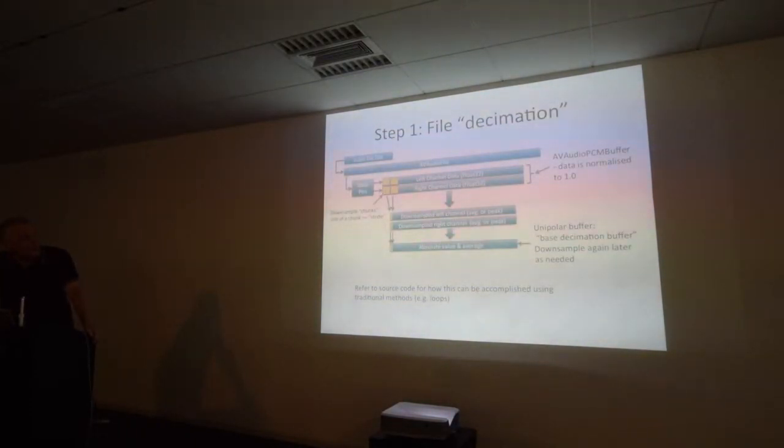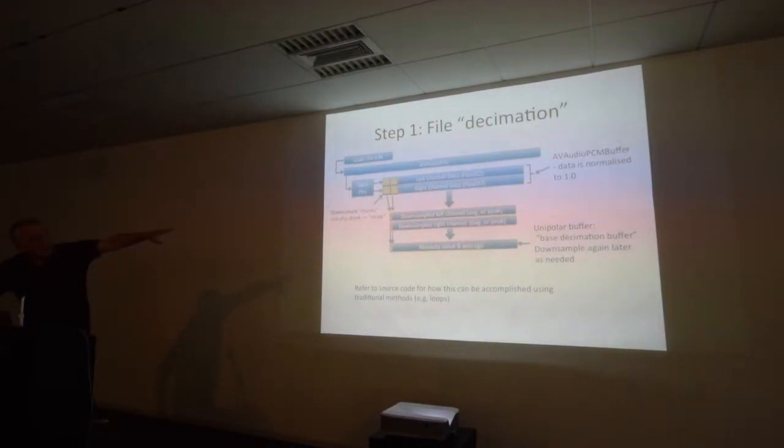Decimation itself looks like this. At the top, we start off with a URL pointing to a file. We open that up as an AV audio file. We load it into an AV audio PCM buffer. We read it into that buffer. And in that buffer, we've got pointers to the right and left channel. Again, just reiterating that those are all float 32s, and they're normalized to the value 1. In other words, 1 represents full scale, 0 represents nothing. So they're all normalized already to lie between the value 0 and 1.